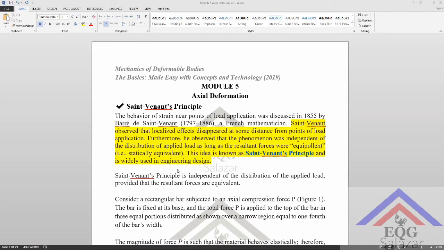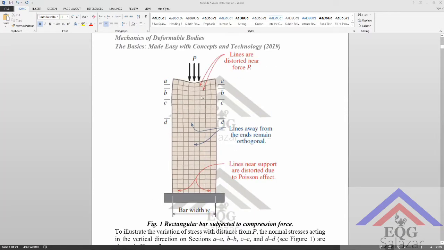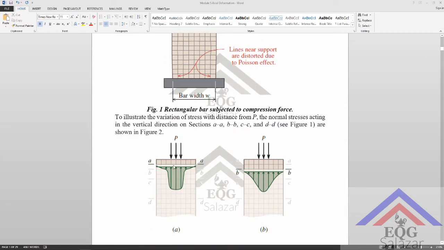So what does that mean? Basically, imagine a bar loaded as such. It basically says that at certain distances from the point of application, there will be changes in the stress concentration. That is to say that the stress is not uniform across the cross-sectional area. But as you grow farther and farther away from the point of application, the stress becomes uniform, and it looks something like this. The stress distribution rather.